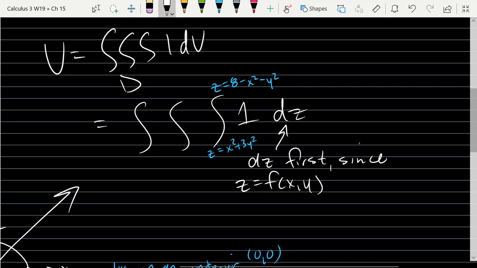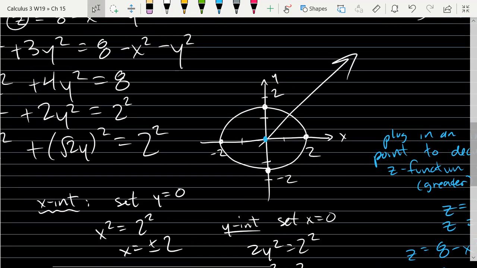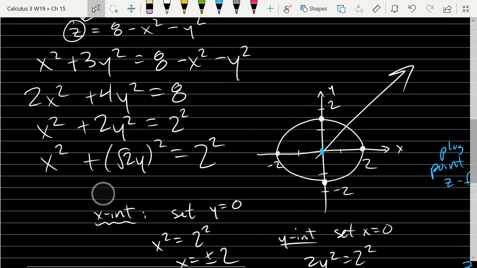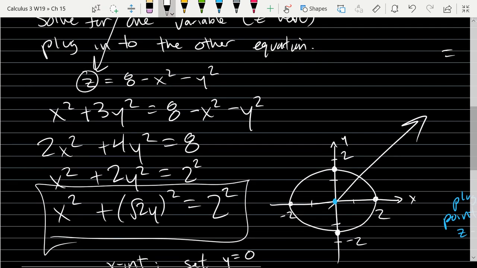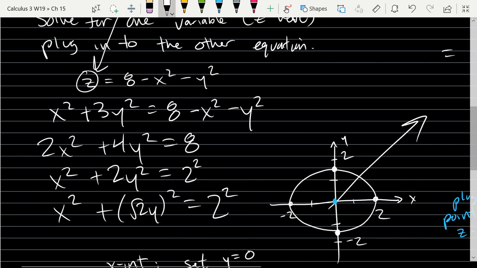Now I can choose, do I go dz dx dy or dz dy dx? It doesn't matter at this point because if we look over here, somewhere we wrote down the equation representing the x and y bounds. I can solve for x, I can solve for y. Which variable is easiest to solve for? I say probably x, a little bit less messy. So let's go ahead and solve for x here. I better switch colors again. So we'll solve for x. x equals plus or minus the square root of 4 minus 2y squared.